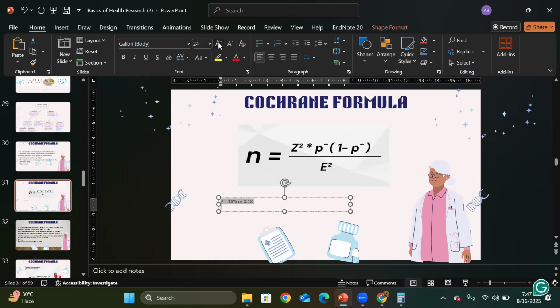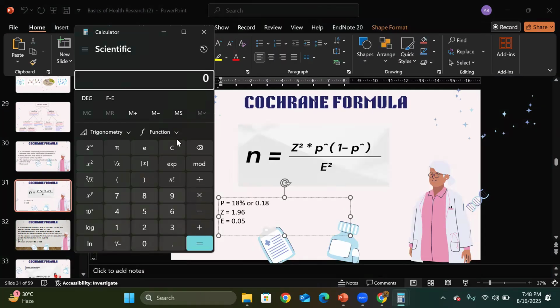Sorry, it's not 20%. And the value of z is a fixed value: for a 95% confidence interval, the z value is 1.96. It's a fixed value, and e is also a fixed value. If I am 95% confident, then the chance of error is just 5%, or 0.05.